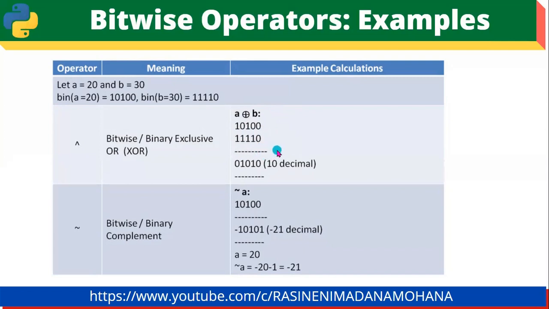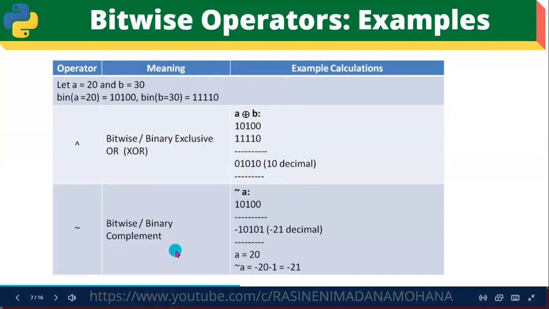As for exclusive OR, what is the condition we discussed? If both bits are the same, the result is 0. If both are different, the result is 1. Here you can see 0, 0, 0, here 1, 1, 0. Here 0, 1, 1, 1, 1, 0, 0, 1, 1. So if both are different, the result is 1. If both are the same, the result is 0. So now 0, 1, 0, 1, 0. Its equivalent decimal value is 10. Whenever you run this statement in Python, you will get the result 10.